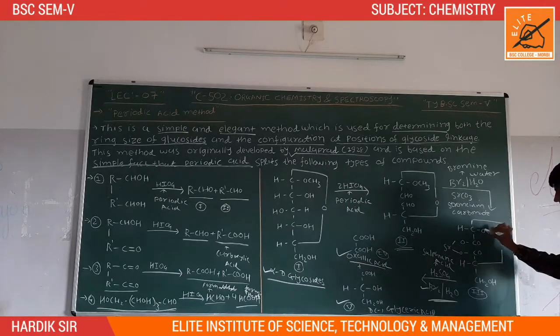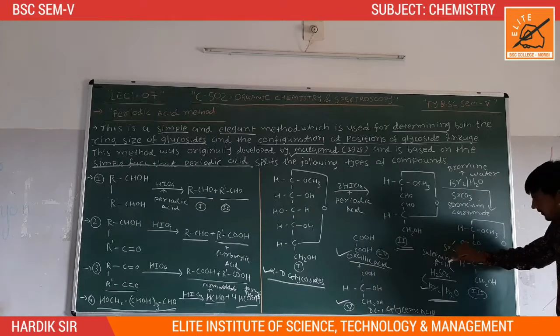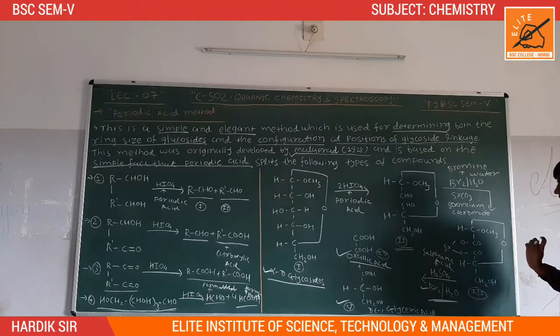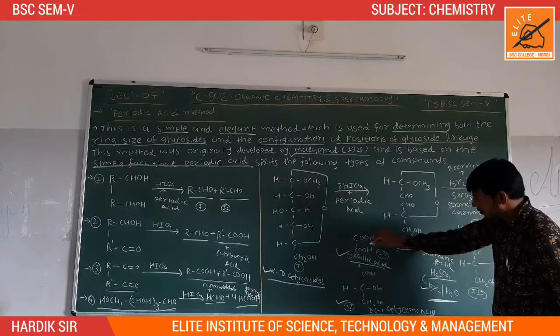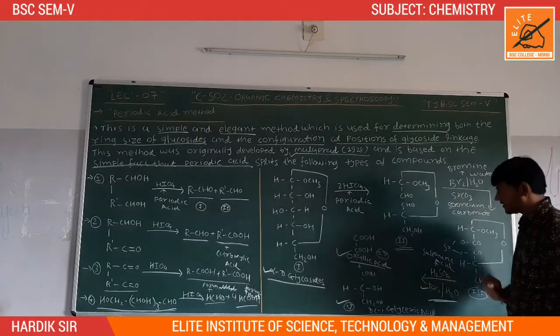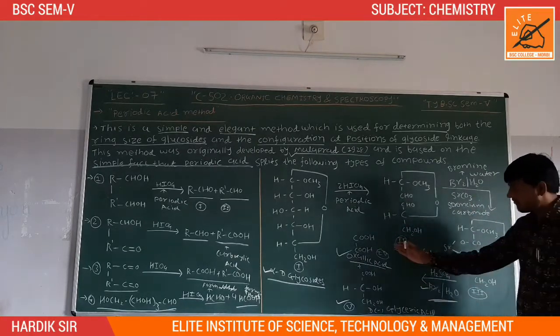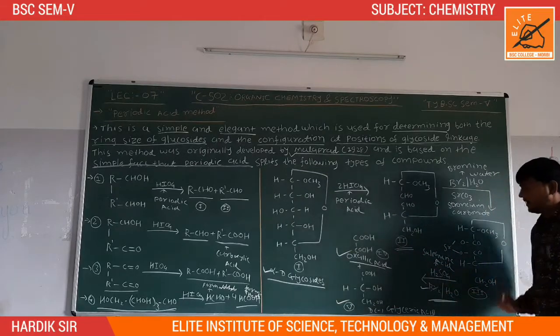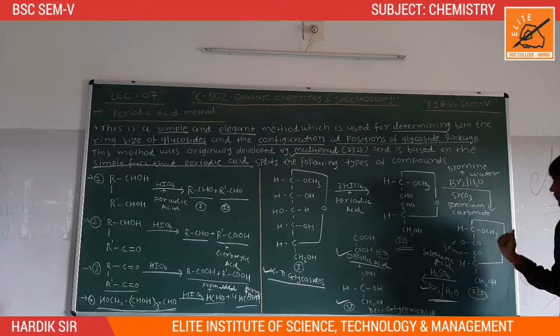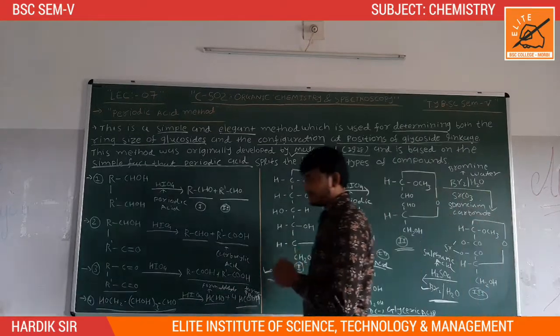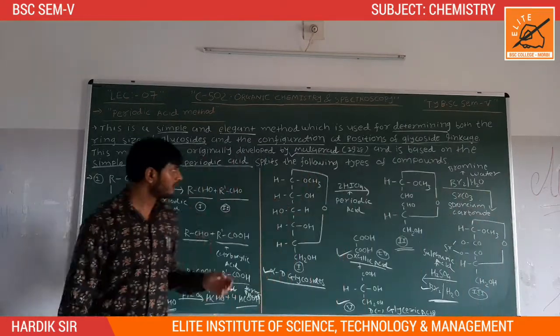Now our second intermediate product is reacted with the sulfuric acid and bromine water, and finally we have produced the oxalic acid and D minus glyceric acid. This is compound number 4 and this is compound number 5, and this method is also called the periodic acid method. So this is the example of the periodic acid method.